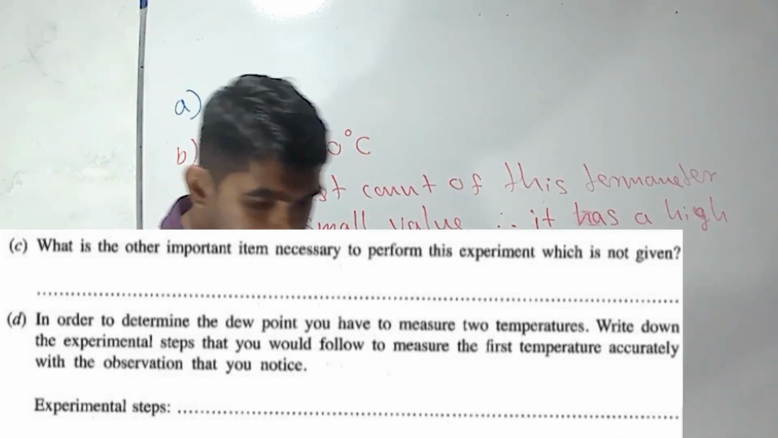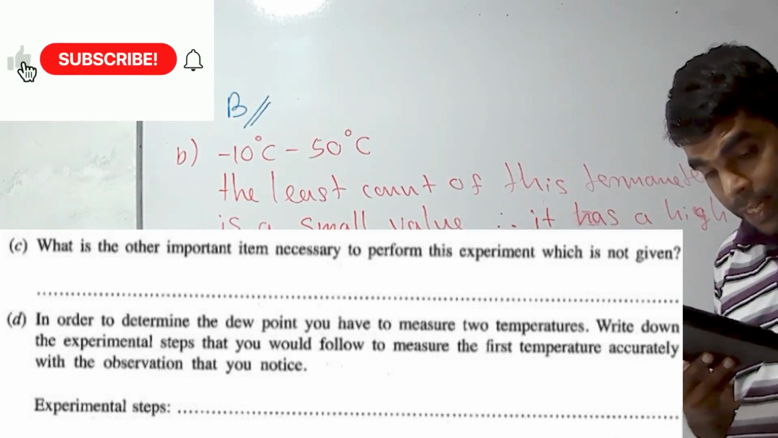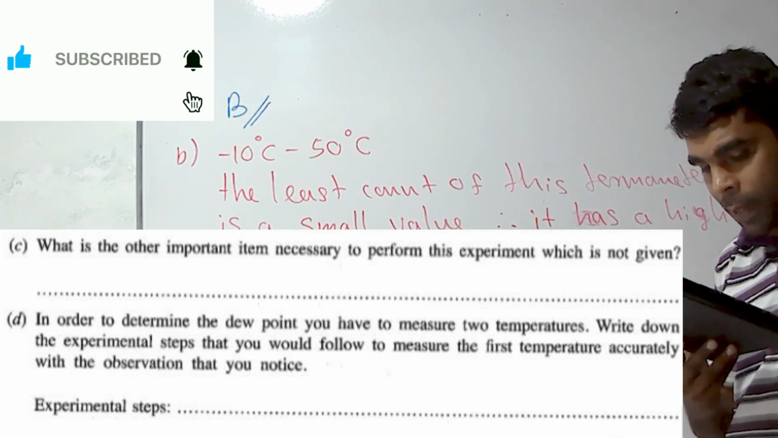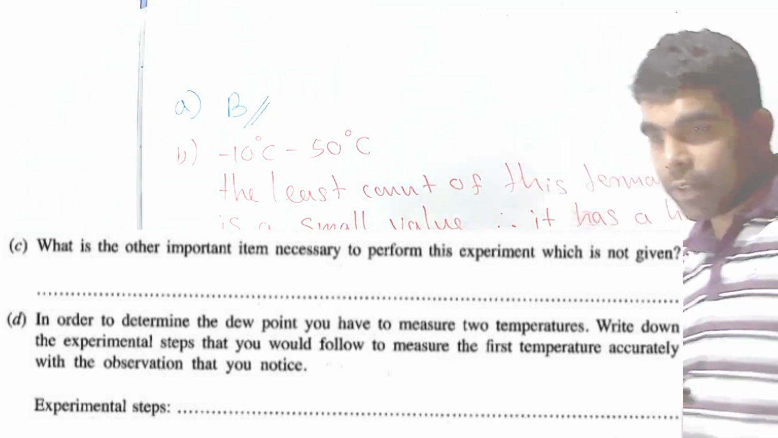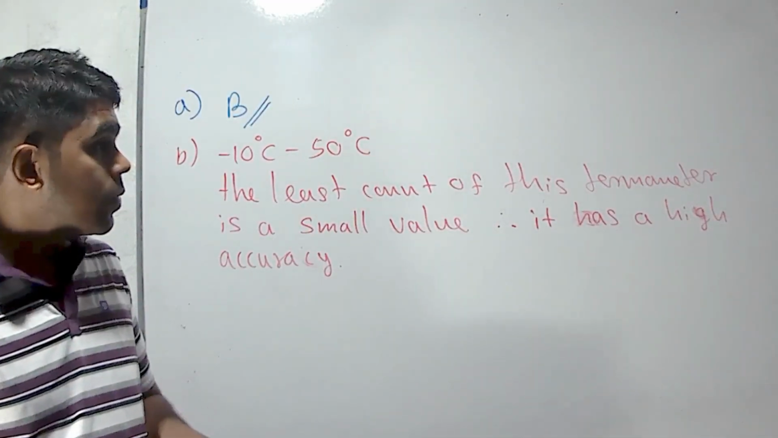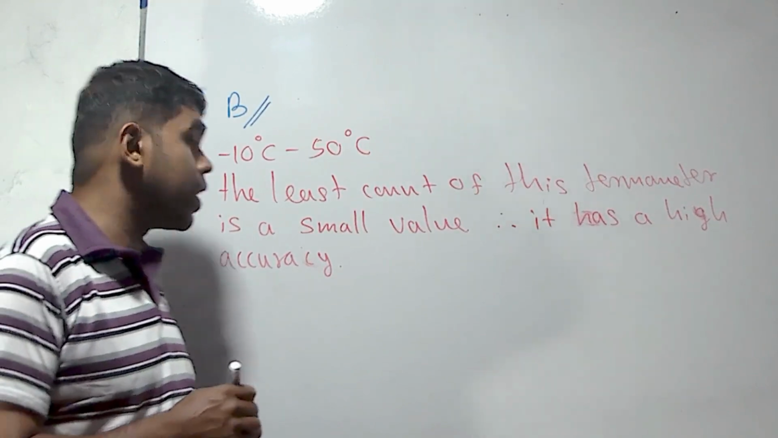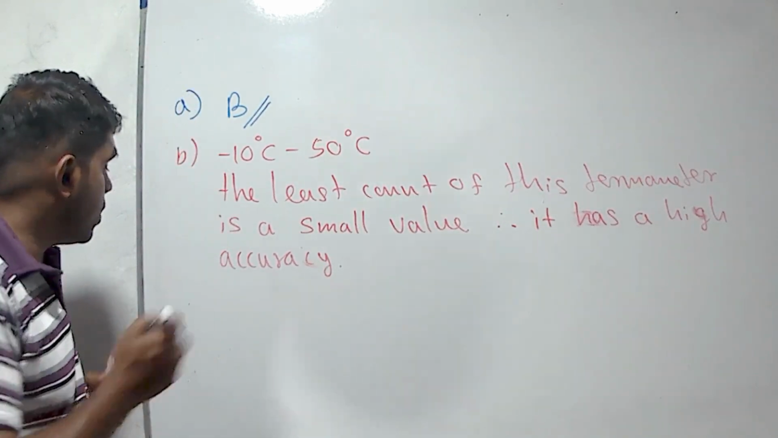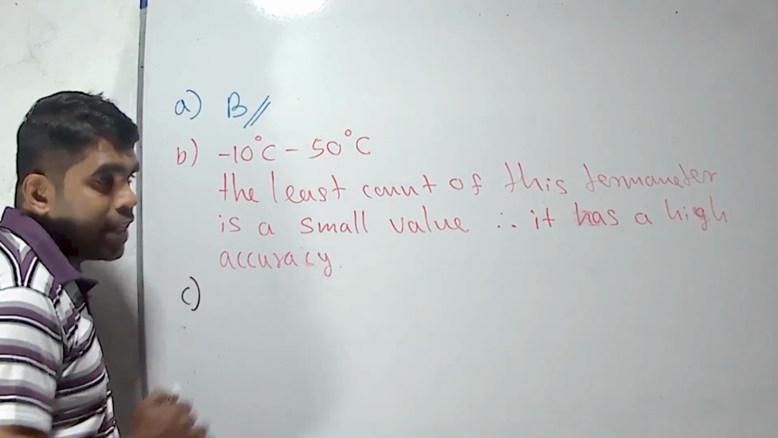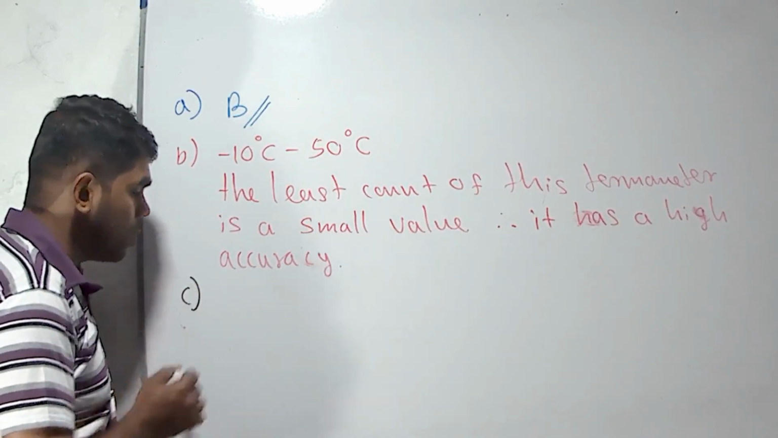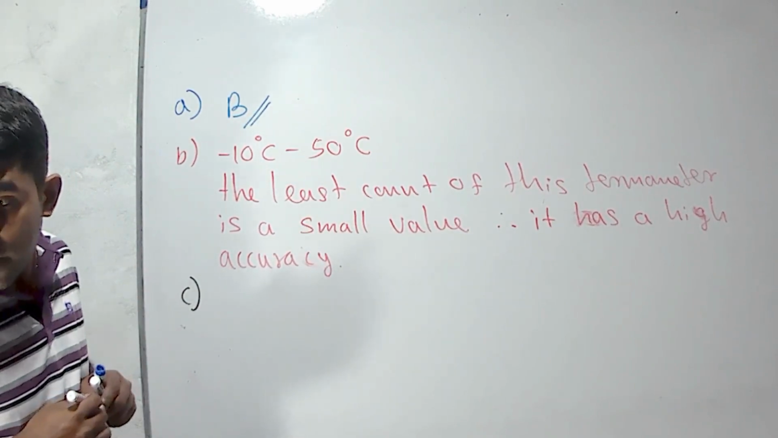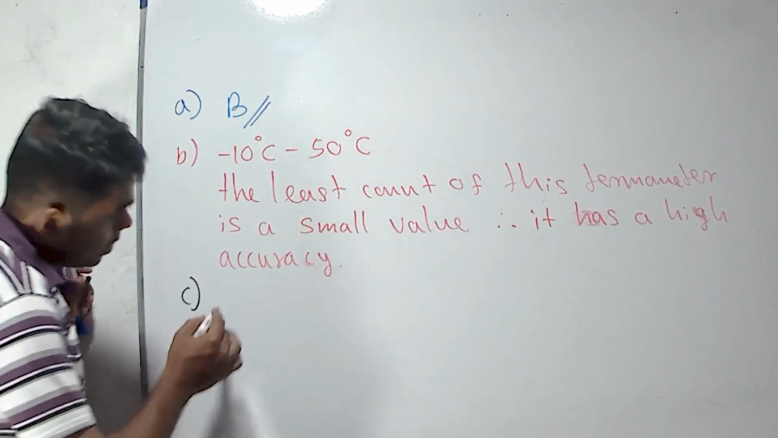Then part C, what is the other important item necessary to perform this experiment, which is not given? They have not given a stirrer. We have to use a stirrer to stir the system after adding a small ice cube. Then we can write stirrer.